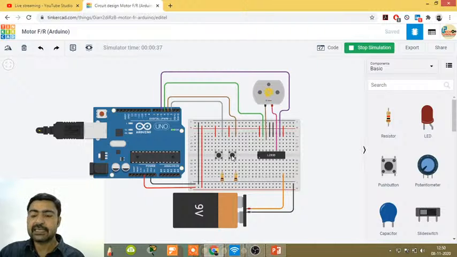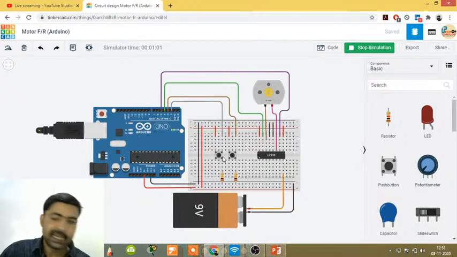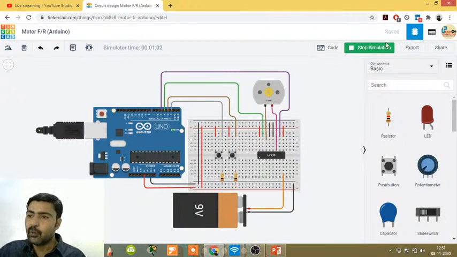If I press the second push button, I am sending 0 on pin number 2 and high or 1 on pin number 3. So now I have reversed the condition, and the motor will move in reverse direction. So with the help of this Arduino, we are running this motor in forward and reverse direction. Now we'll see the code.